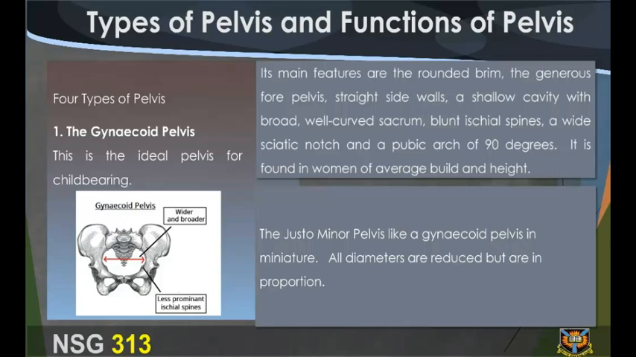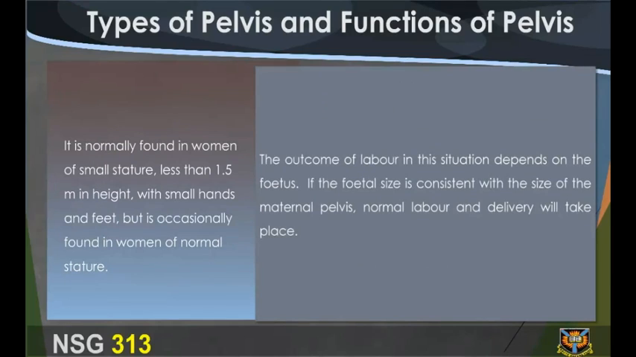The justo minor pelvis is like a gynecoid pelvis in miniature. All diameters are reduced but are in proportion. It is normally found in women of small stature, less than 1.5 m in height, with small hands and feet, but is occasionally found in women of normal stature. The outcome of labor in this situation depends on the fetus. If the fetal size is consistent with the size of the maternal pelvis, normal labor and delivery will take place.